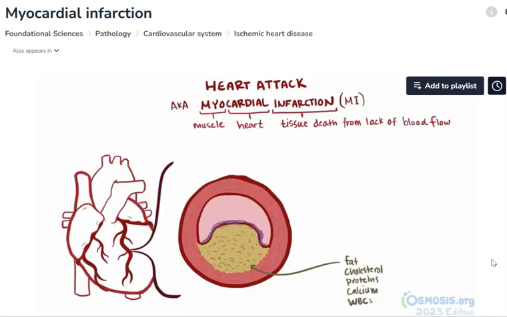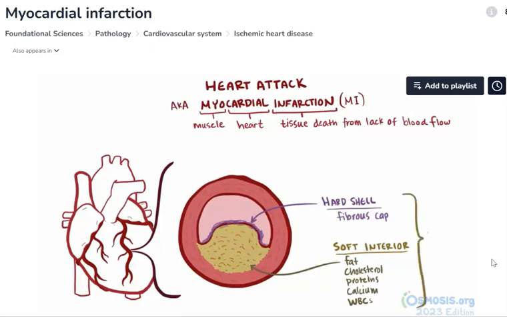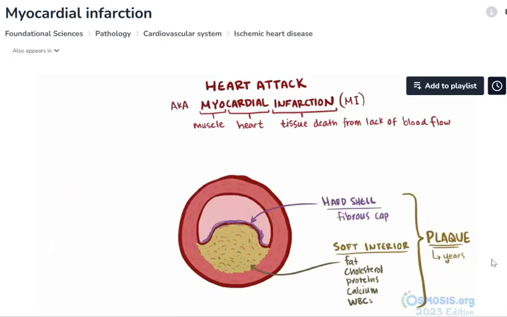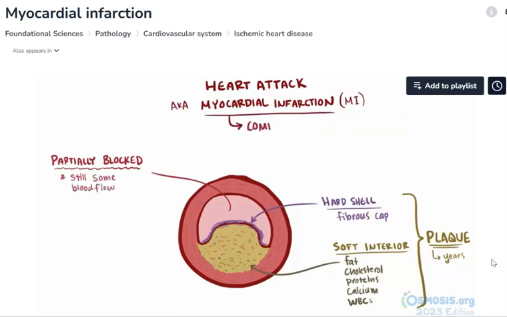This mound of stuff has two parts to it: the soft, cheesy textured interior and the hard outer shell, which is called the fibrous cap. Collectively, this whole thing's ominously called plaque. Usually, though, it takes years for plaque to build up, and this slow blockage only partially blocks the coronary arteries. And so, even though less blood makes it to the heart tissue, there's still blood. Heart attacks happen when there's a sudden, complete blockage or occlusion of a coronary artery.